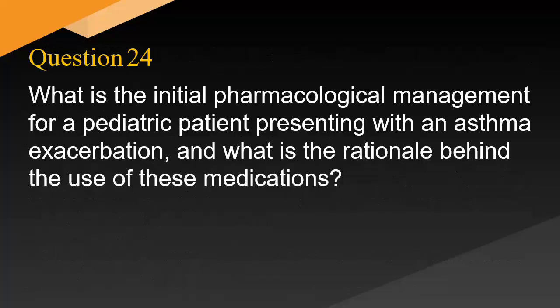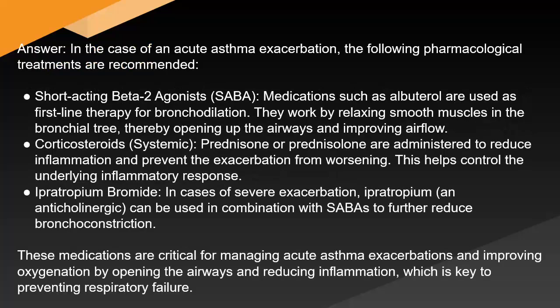What is the initial pharmacological management for a pediatric patient presenting with an asthma exacerbation, and what is the rationale behind the use of these medications? Answer: in the case of an acute asthma exacerbation, the following pharmacological treatments are recommended. Short-acting beta-2 agonists, SABA. Medications such as albuterol are used as first-line therapy for bronchodilation. They work by relaxing smooth muscles in the bronchial tree, thereby opening up the airways and improving airflow.